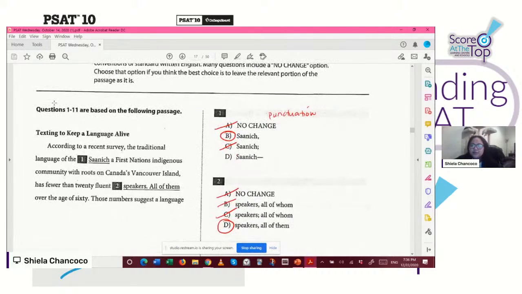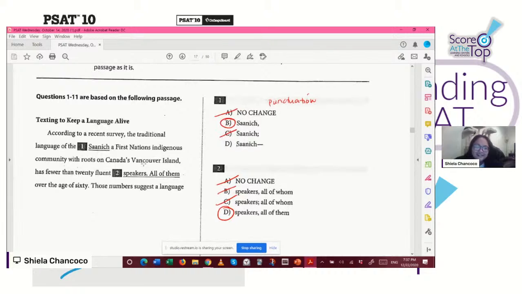So the first one that we're doing is "Texting to Keeping a Language Alive." So this one actually is really interesting. I really like this one because you're like, what? Language? What? Texting? That's very interesting to a teenager, I guess. But to me, that was kind of unheard of in my case, I guess. So let's move on to number 1.